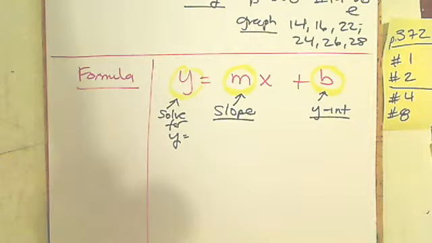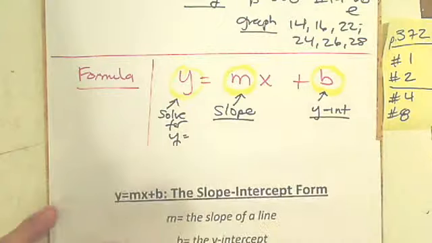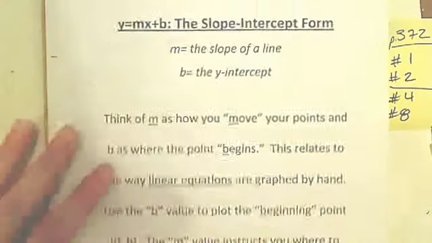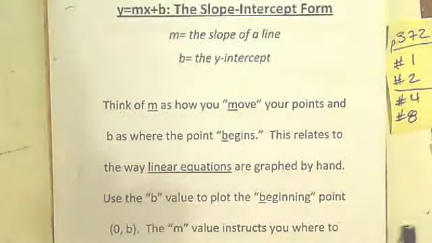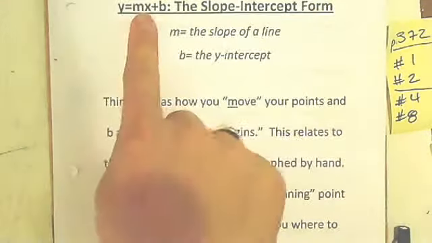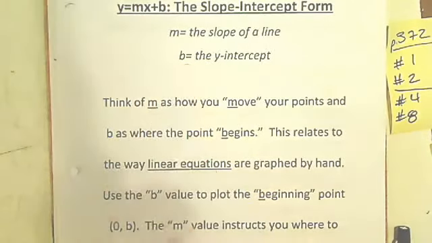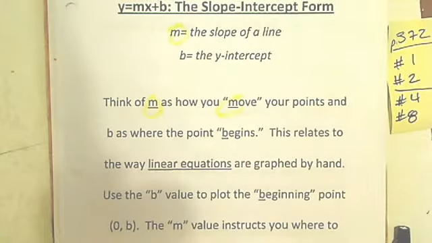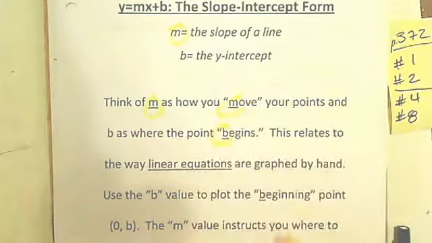So looking at your typed notes here, I typed these notes out for a reason. I want you to keep this for the next 4 years, because this tells you how to graph a line. If you forget, y equals mx plus b. M is a slope, b is a y-intercept. Think of m for slope, how you move your points, and b is where the point begins.